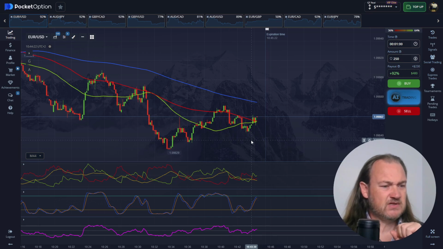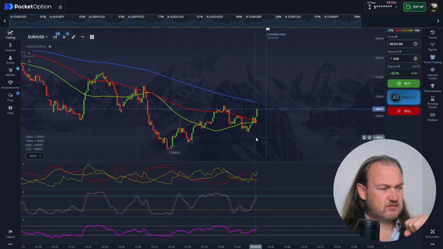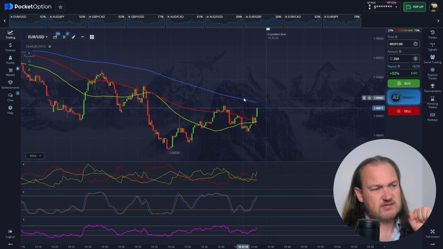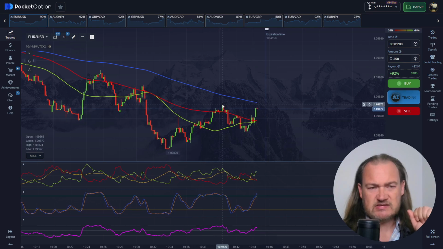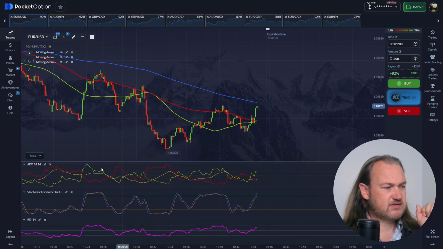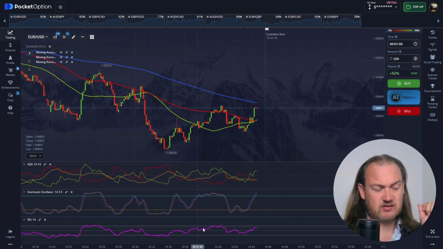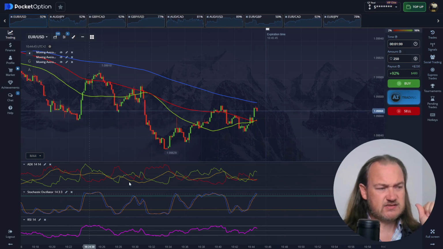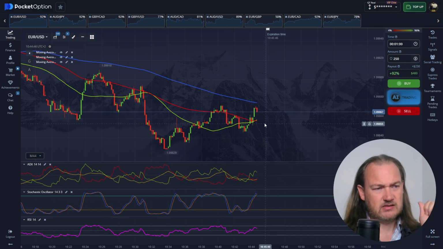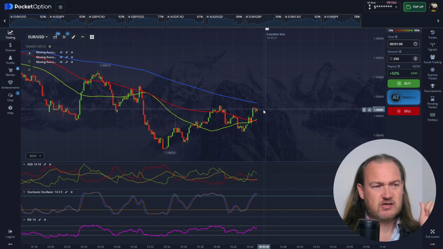There we go. Okay, guys, so I'm going to be using three different strategies. First off, let me explain what I've got on my charts. I've got three moving averages: the 50, 100, and 200 simple moving averages. I've also got ADX, stochastic, and the RSI on default settings. And I'm just looking at a potential setup there.